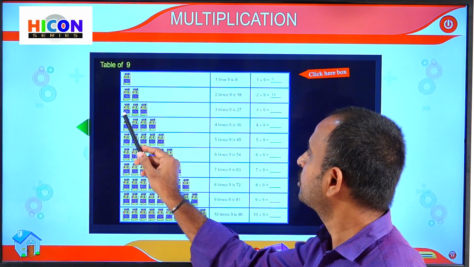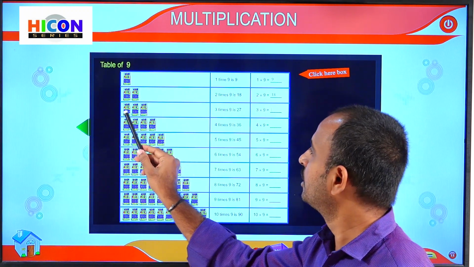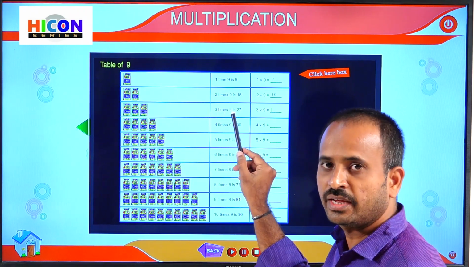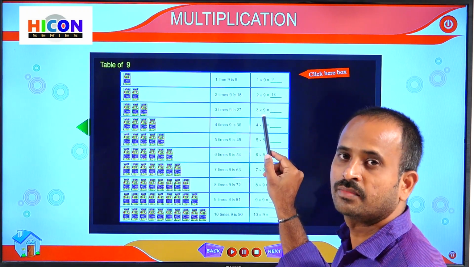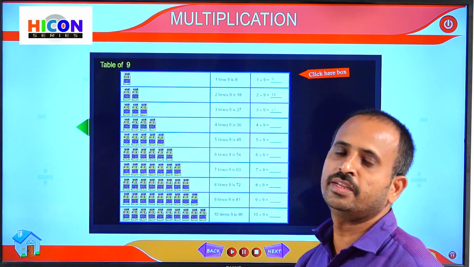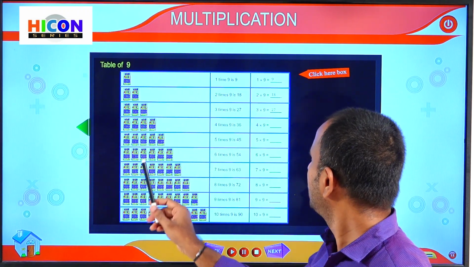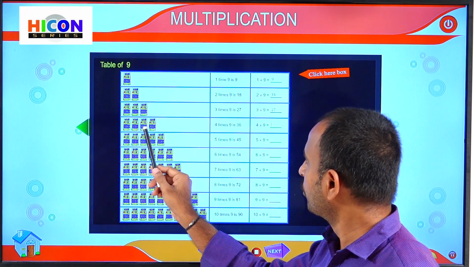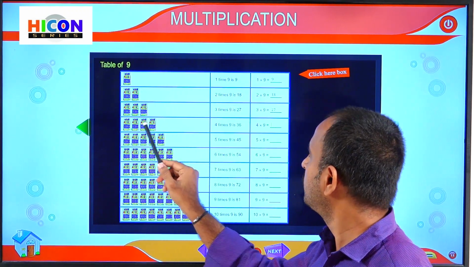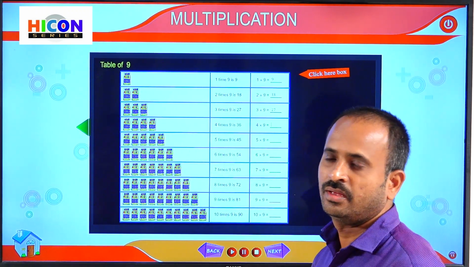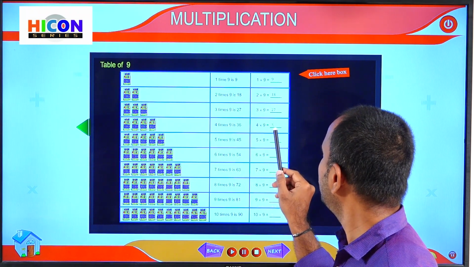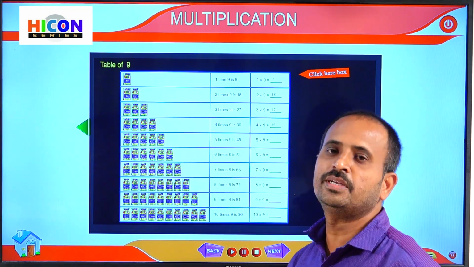So children, see the next one. There are 3 groups of pencils. Each group has 9 pencils and total becomes 3 times 9. That becomes 3 into 9. 3 nines are 27. So that means total there are 27 pencils. See the next one. There are 4 groups of pencils. Each group has 9 pencils. So total becomes 4 times 9, and it will be written as 4 into 9. 4 nines are 36. Total there are 36 pencils.